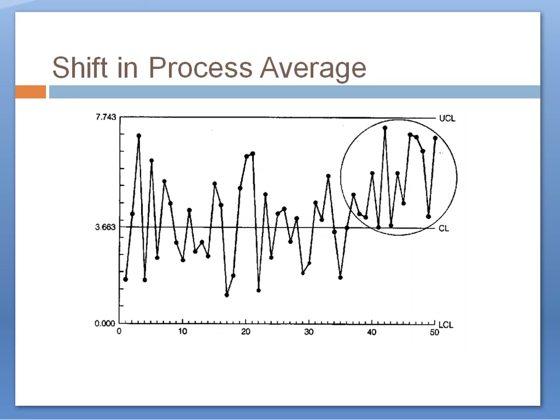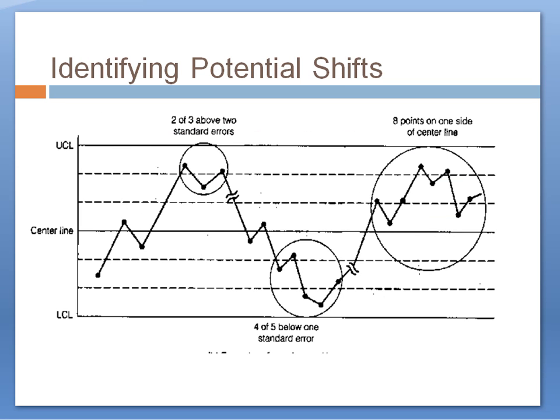Another type of pattern is when there's a shift in process average. And you see that in this case, the data were either above or below, but after a certain time, everything has shifted. So now everything has moved. So this is an indication that your process could be out of control.